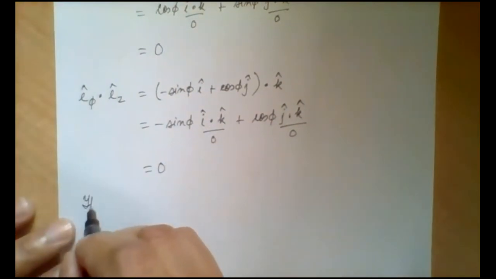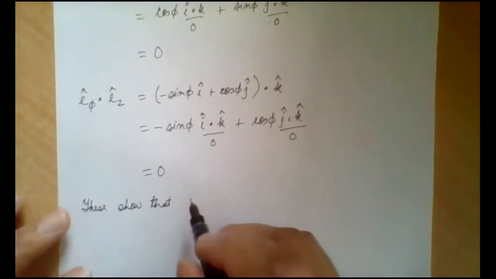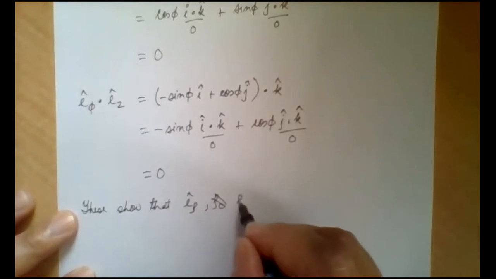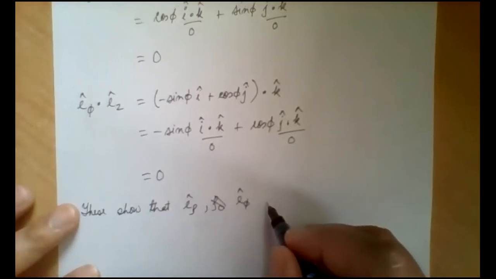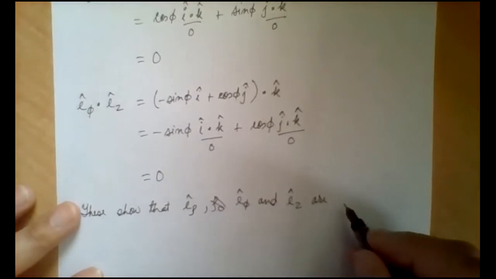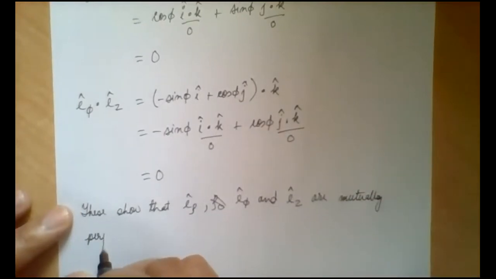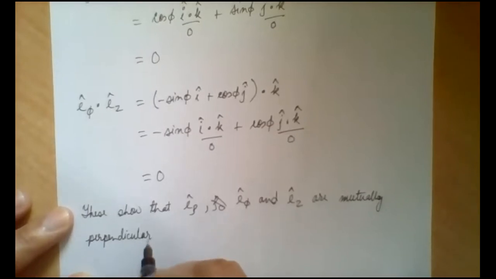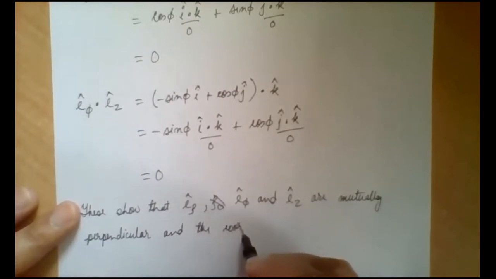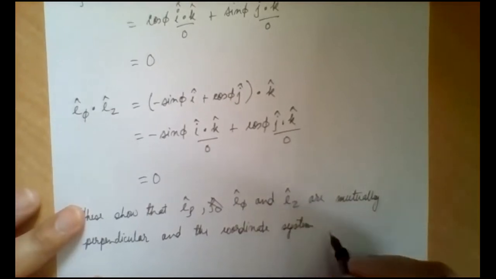So this shows that E rho, E phi and Ez are mutually perpendicular, and the coordinate system is orthogonal.